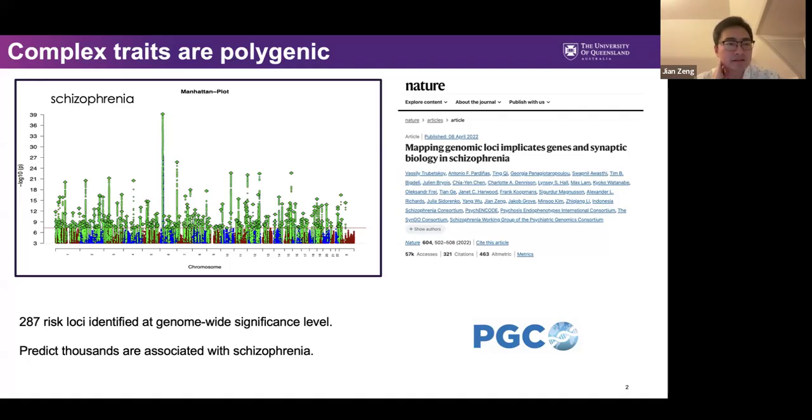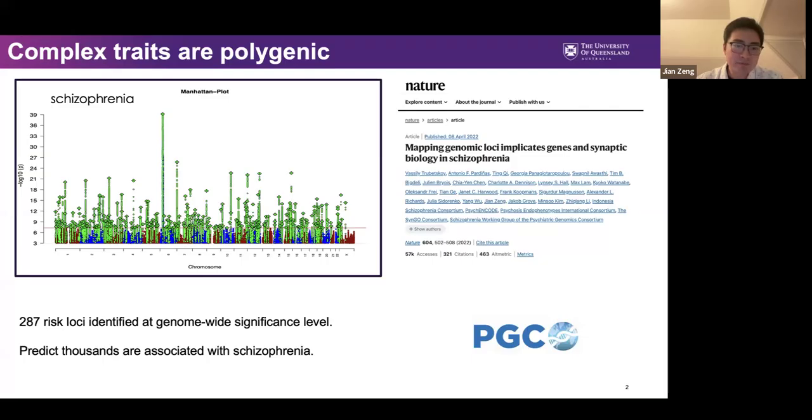exploring the utility of functional annotation starts with investigation of the genetic architecture of complex traits using GWAS data. As you all know, GWAS has been quite successful in identifying genetic variants associated with traits. Perhaps one of the most important messages that we learn from GWAS is that complex traits and common diseases are very polygenic.